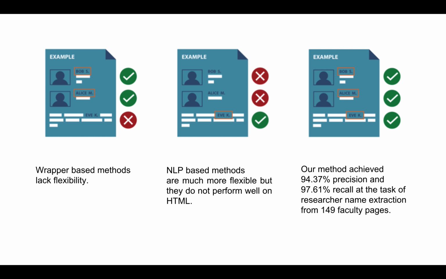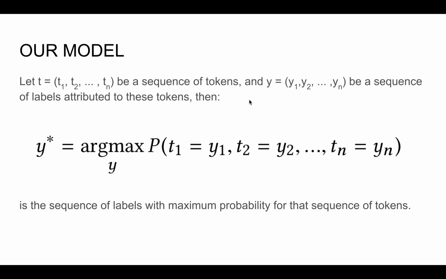We saw that wrapper-based methods lack flexibility, and NLP-based methods are much more flexible, but they do not perform well on HTML. At least not if we don't take into account the HTML structure. Our method achieved 94.37% precision and 97.61% recall at the task of researcher name extraction from 149 faculty pages. So let's show it now.